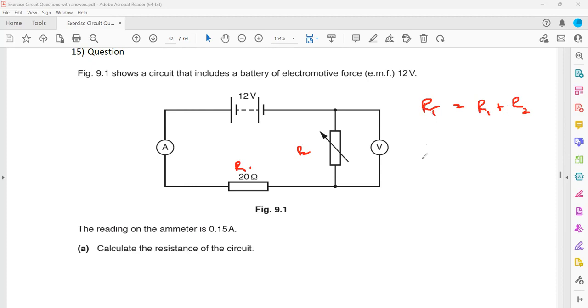plus R2. If the total resistance of a circuit is 80 and one of the resistors is 20, we need the second one. So it will move to the other side. It will be 80 minus 20, which equals 60. That's why this will be 60 ohm.